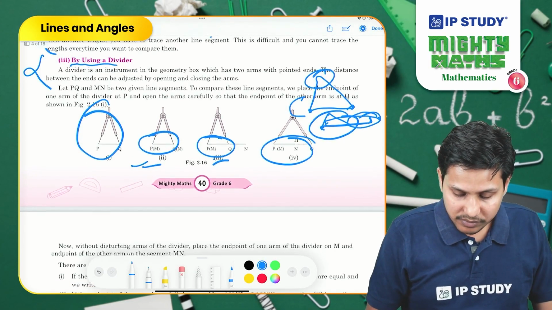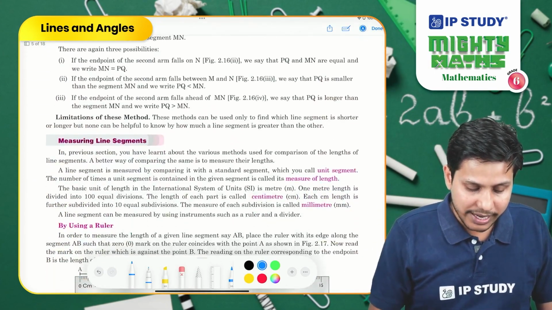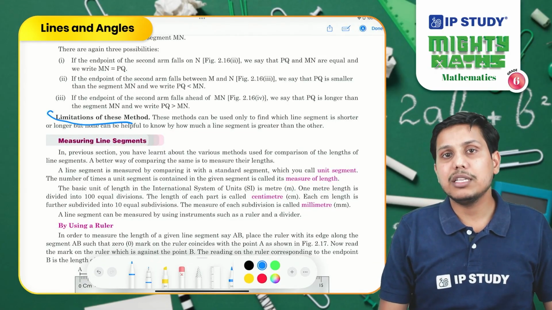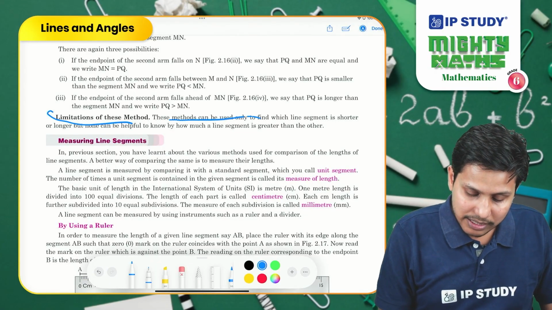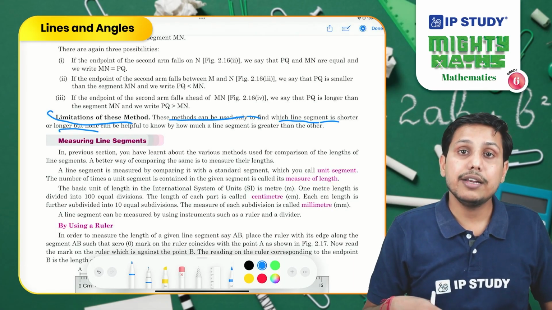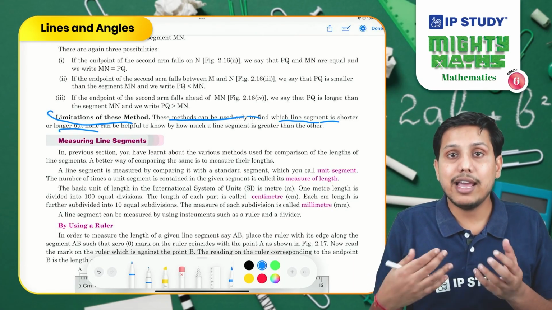Now moving to the next point, limitations of these methods. We have seen 3 methods, and we know that these are very difficult and tedious to do, and there might be cases where errors can occur.